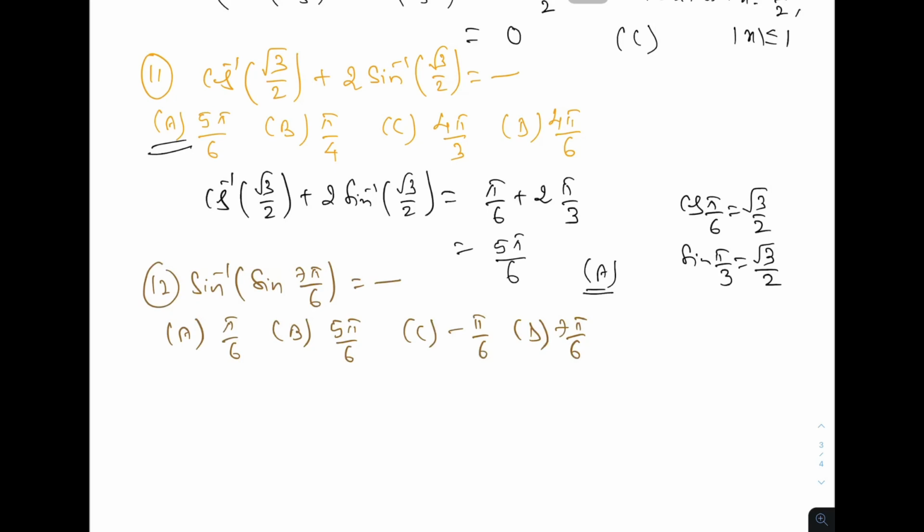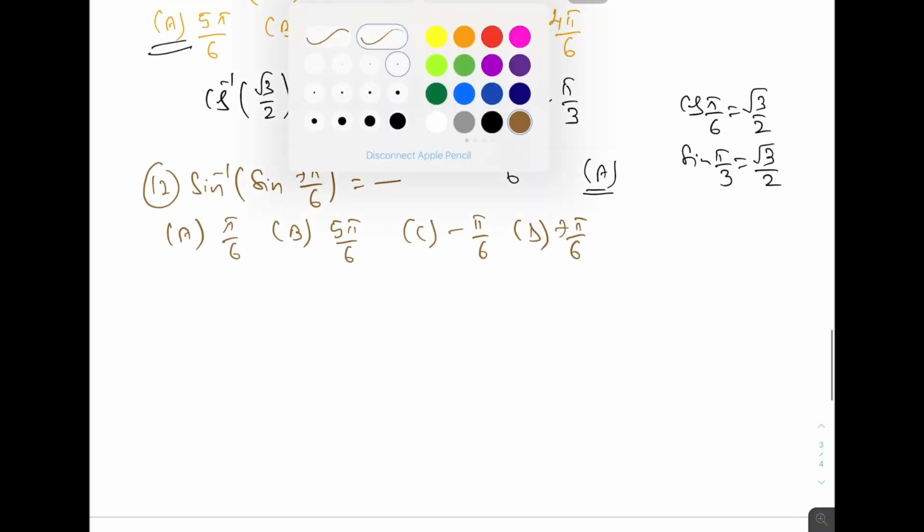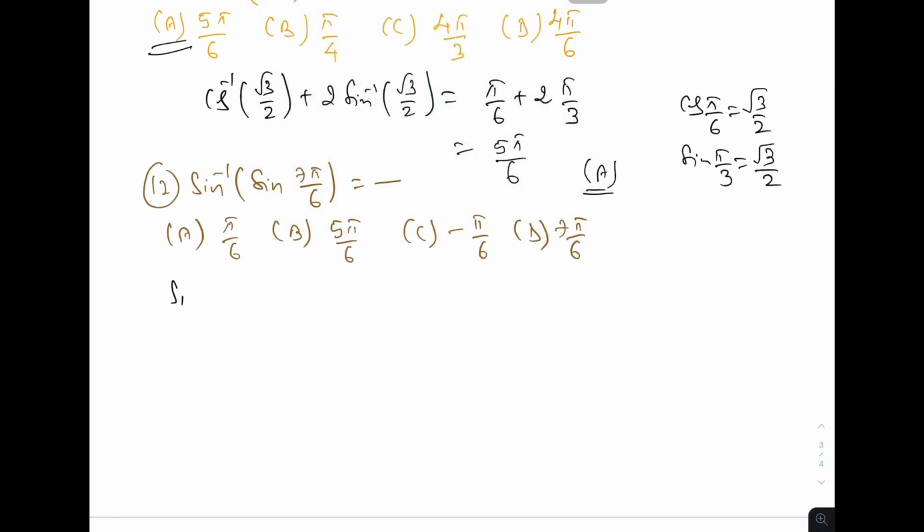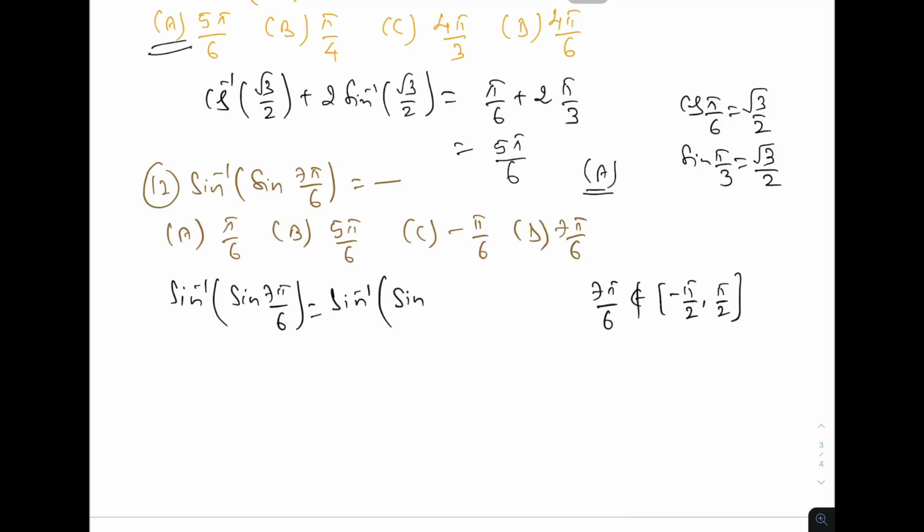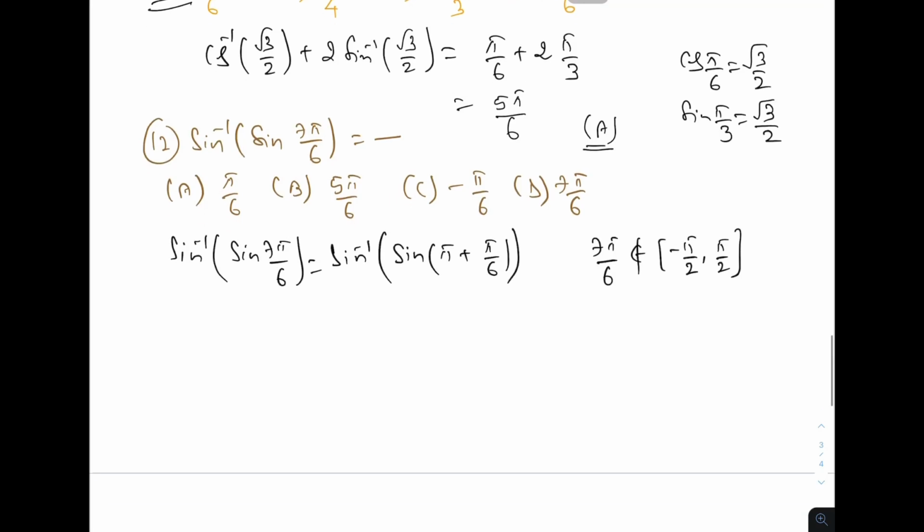And so here again, a similar kind of example, sine inverse sine 7 pi by 6. Now 7 pi by 6 is not in the closed interval minus pi by 2 to pi by 2. So you cannot write directly 7 pi by 6. So sine inverse sine we can write as pi plus pi by 6.